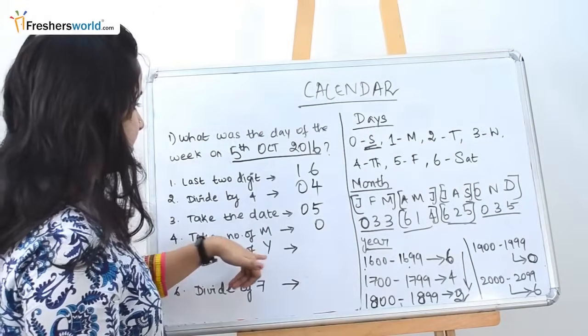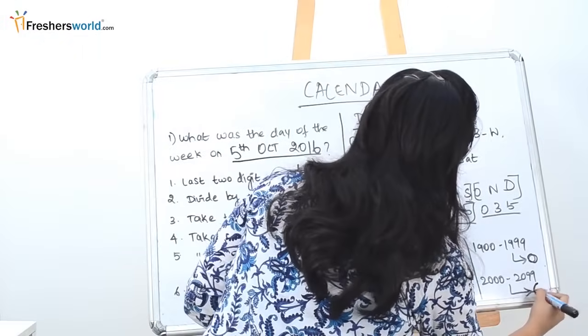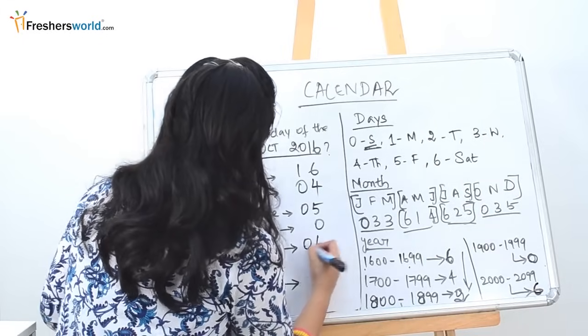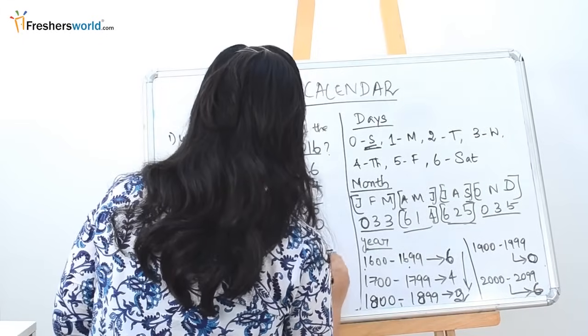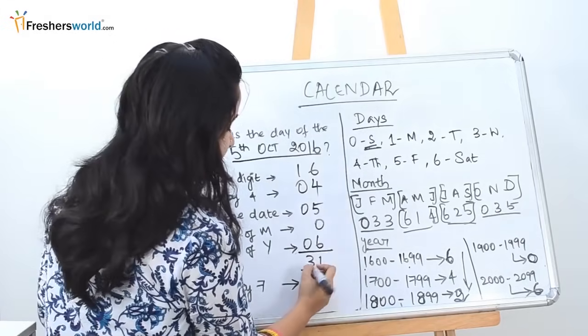So take the number of the year. The year is 2016, and 2000 to 2099 is 6. So we are taking 6 here. Now add all of these. If you add all these first 5 steps, you will get the value as 31.